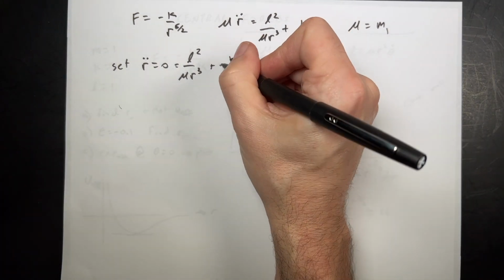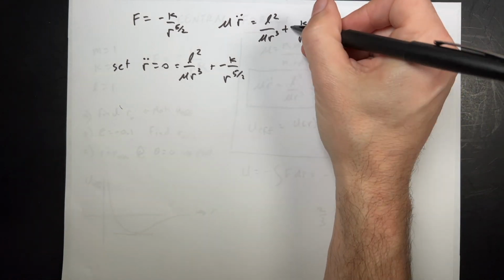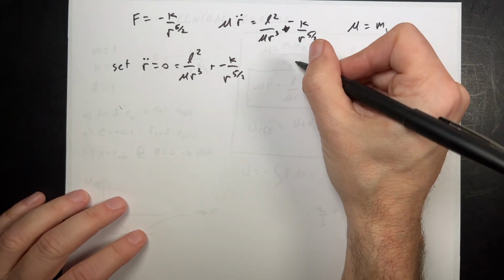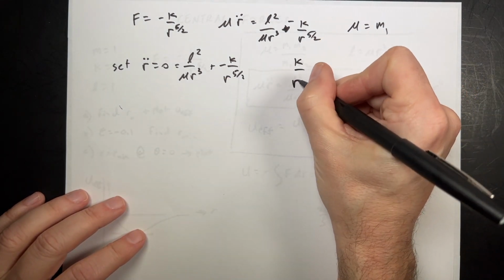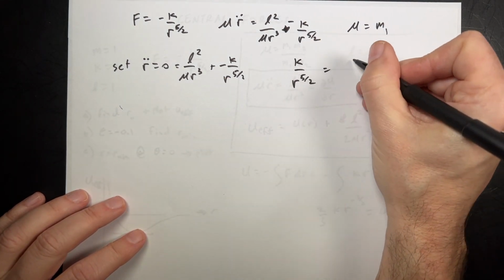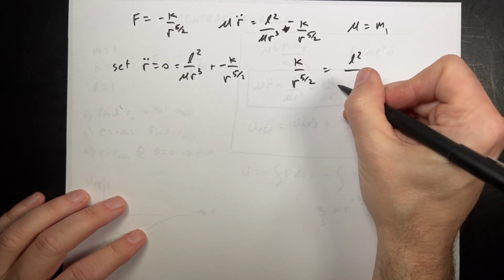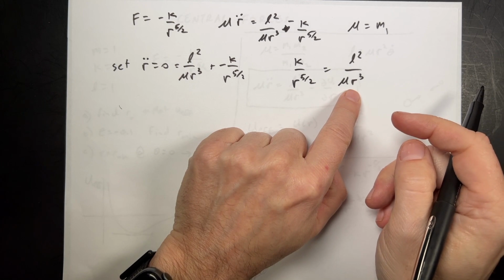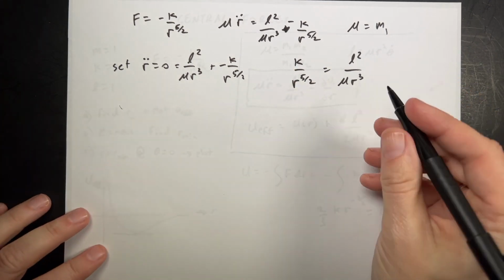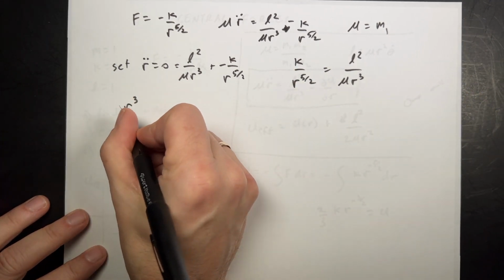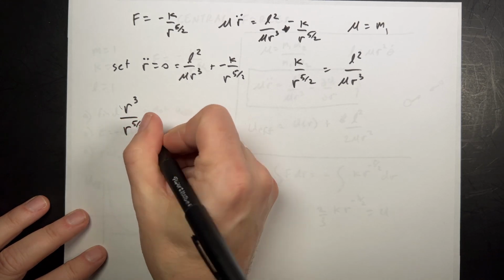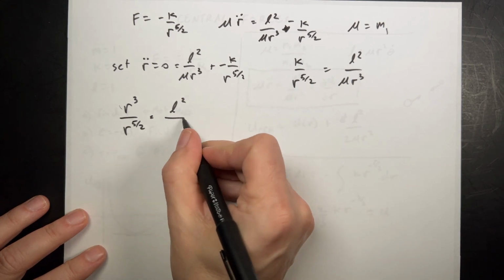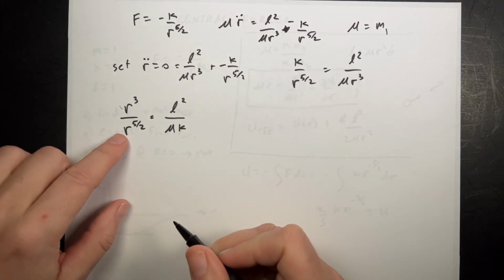Oh, this should be negative. I'm sorry, F is negative. It is negative, the force is negative. So now I'm going to add that to both sides. I get k over r to the 5/2 equals L squared over mu r cubed. Now I'm going to multiply both sides by r cubed and divide both sides by k. I get r cubed over r to the 5/2 equals L squared over mu k.